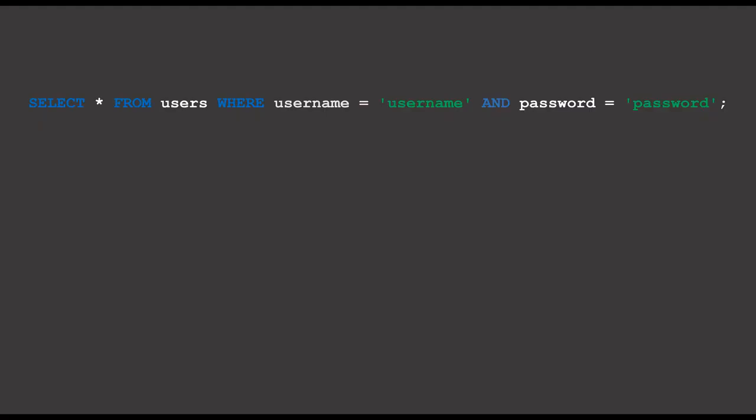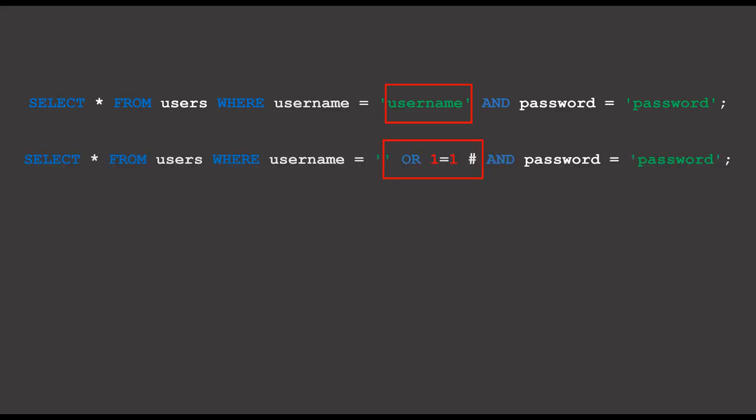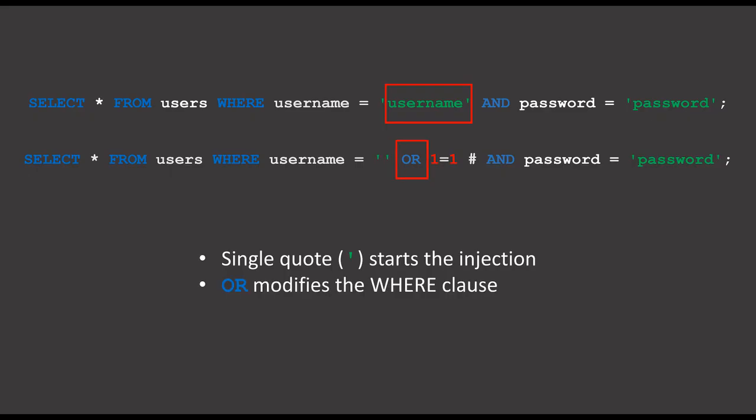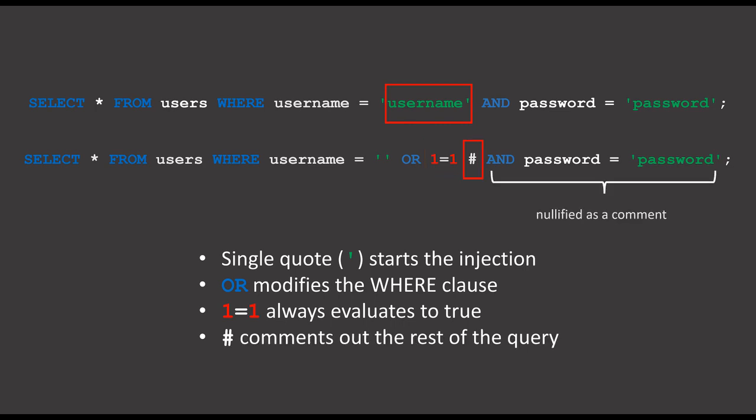Let's look at what this does. In a typical login scenario, when the user clicks Submit, the application takes user values for username and password, incorporates them into an SQL query, such as this one, and executes it. For an injection attack, we replace username and its closing single quote with the following. This single quote denotes a string, and in this case is the beginning of the injected input. The OR is used to modify the original query's where clause. The 1 = 1 is a condition that always evaluates to true, and the hashtag ensures that everything that follows is commented out. The result is that the injection bypasses authentication and returns all the rows of the user's table.